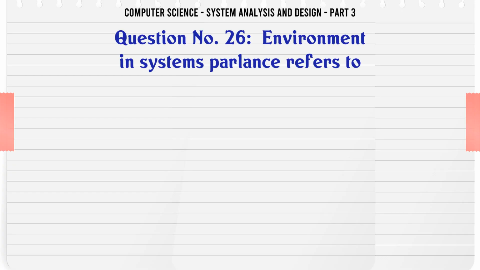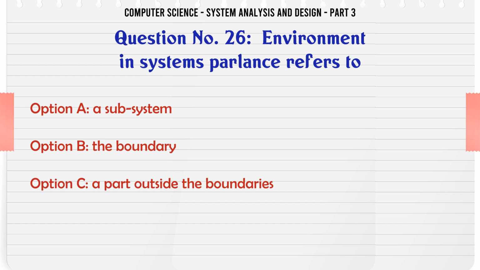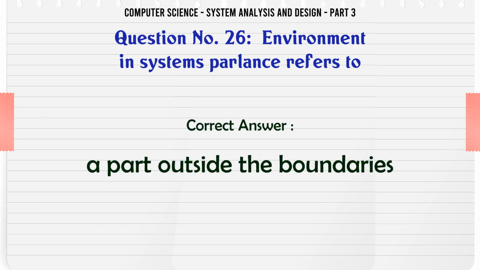Environment in systems parlance refers to A. A subsystem. B. The boundary. C. A part outside the boundaries. D. All of the above. The correct answer is a part outside the boundaries.